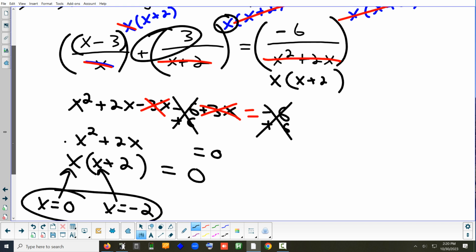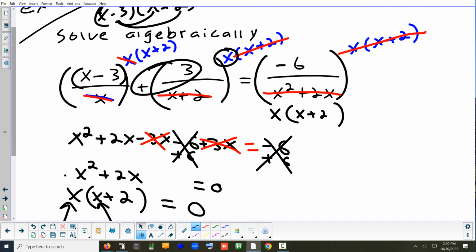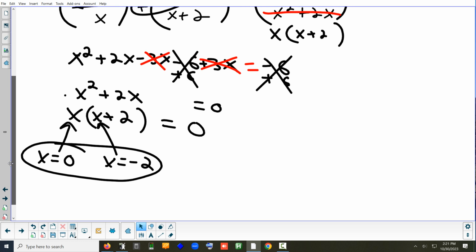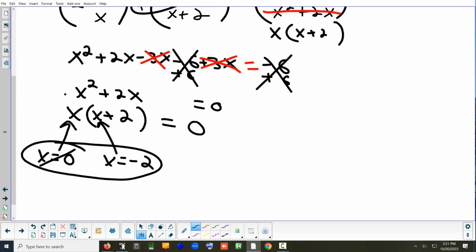Let's look at 0. Can you plug 0 back into the original problem? No, you can't. You try to plug 0 in right here, you divide by 0. All right, so that doesn't work. Can you plug -2 into your first denominator? Yeah, that's fine. Can you plug -2 into the second denominator? No. So what happens here, that's an example where both answers don't work. That's a no solution.